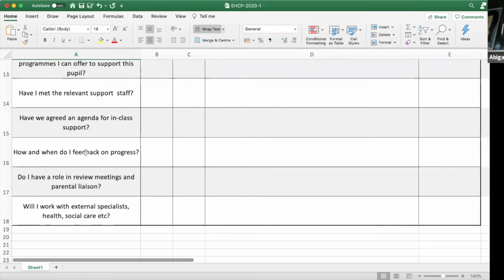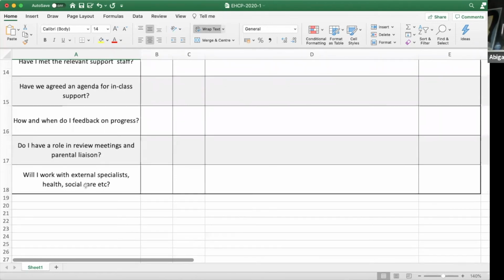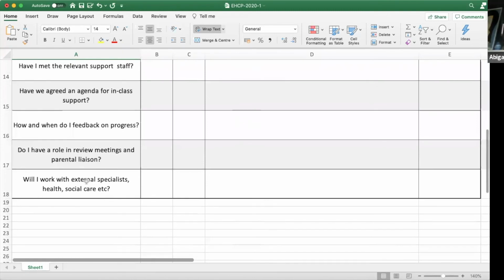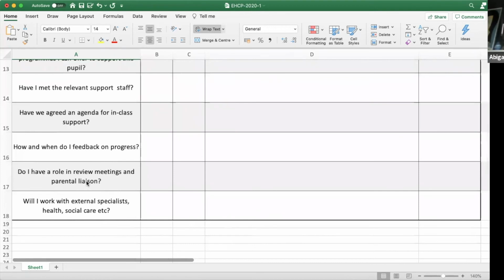It might be nice to know the points of feedback: whether there's an annual review coming up, whether there is a review of an intermediary stage of an IEP, whether there's an opportunity to feed back to parents. And the other thing is, if there are other external specialists working with the child, do you have an opportunity to meet those people? Do you have an opportunity to ask them any questions? Very often, if a speech and language therapist has been working with the child, it's quite helpful to talk through the work that child's been doing on their language, and to get a sense of how that might translate into your classroom.